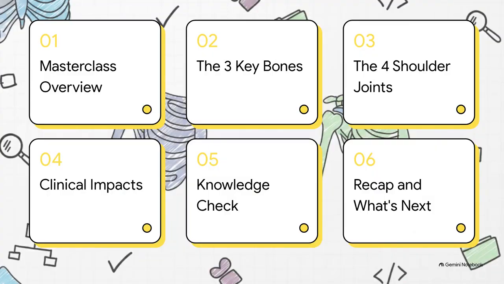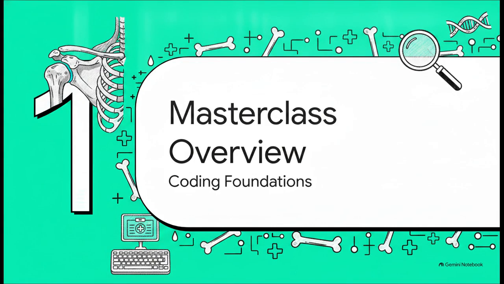Here is the quick syllabus for today's explainer. We'll start with our masterclass overview, cover the 3 key bones and the 4 shoulder joints, look at the clinical impacts of the anatomy, do a quick coder's knowledge check, and then finish up with a recap and a look at what's next. All right, Part 1, Masterclass Overview, Coding Foundations.